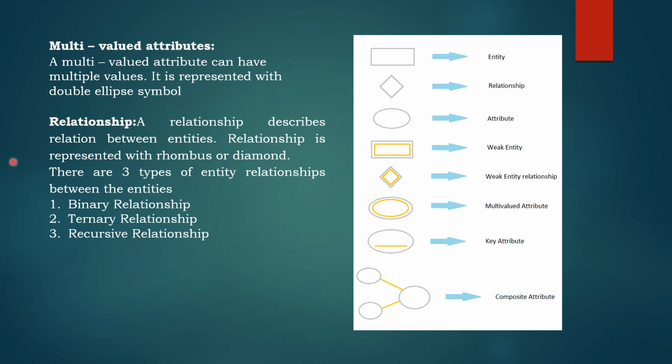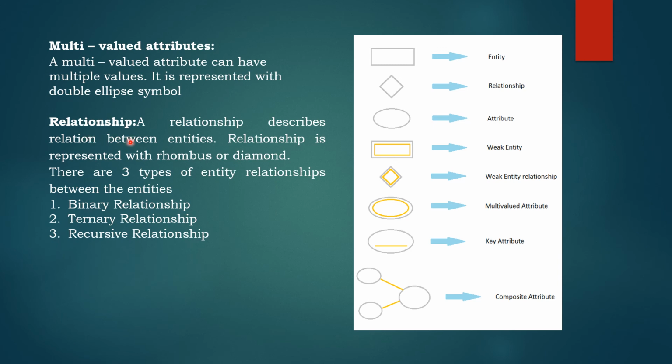Then multi-valued attribute. What do you mean by multi-valued attribute? For example, phone number, parents' phone number, mother phone number, father phone number, or email. Both parents are having their emails, so you can enter both the details. Such attributes are called multi-valued. That means multi-valued attribute can have multiple values. It is represented with a double ellipse.